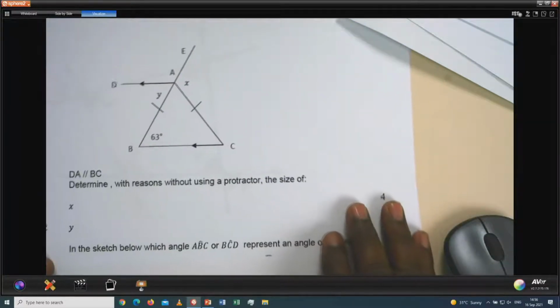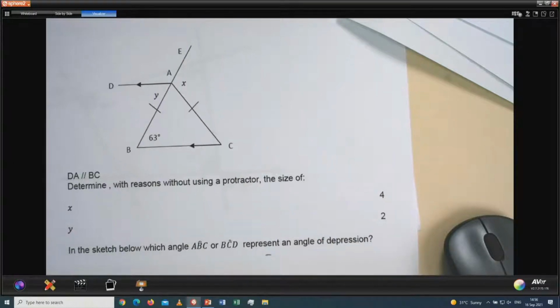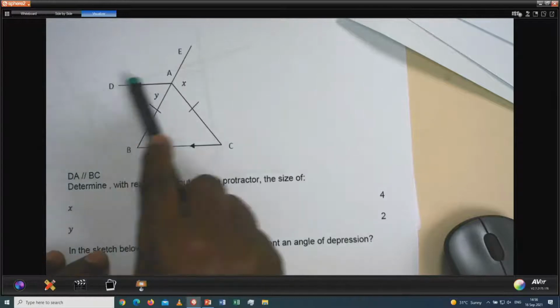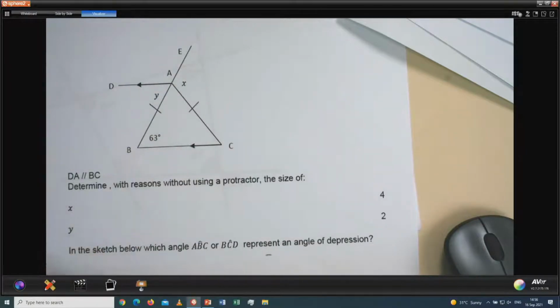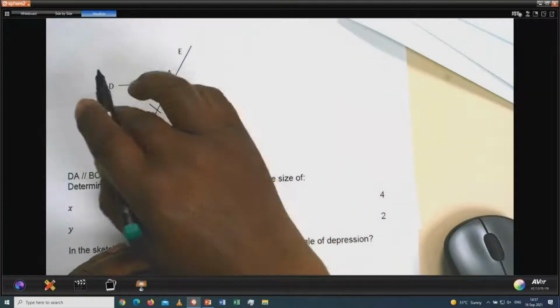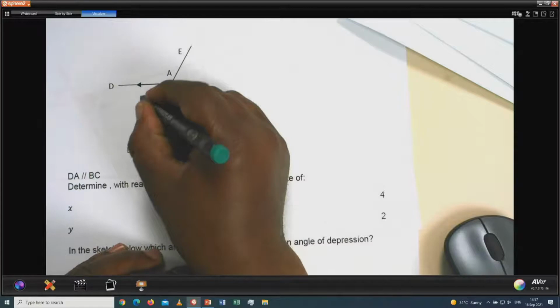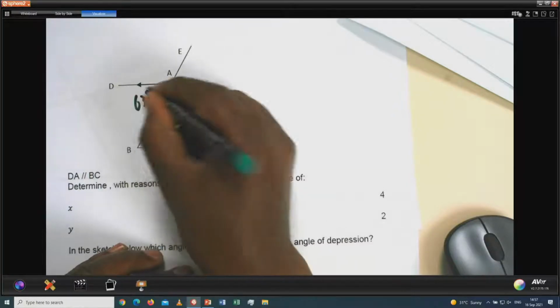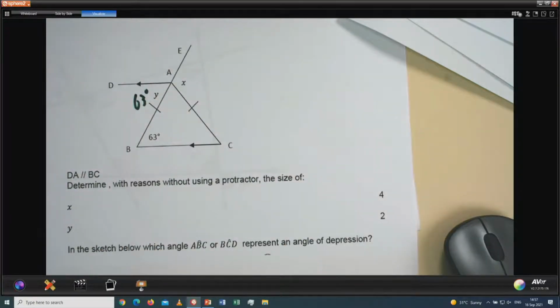Parallel lines. What do you know about parallel lines? There is your Z there. What is it telling you? Right? On either side of the transversal, there are your parallel lines. Therefore, this one is 62 degrees. Alternating, yes, you are right. What else do we know?